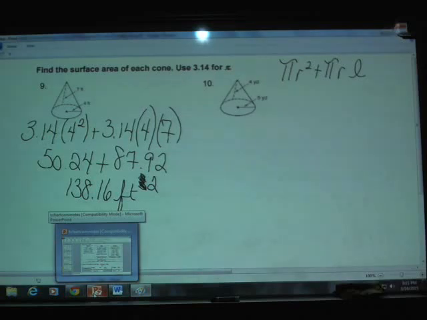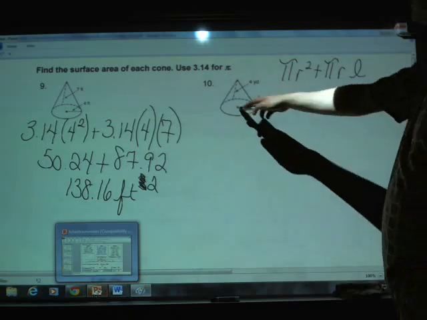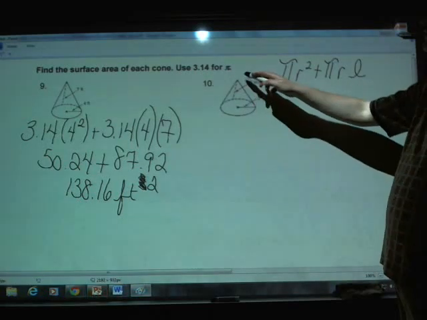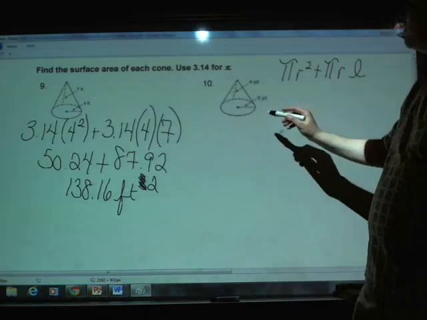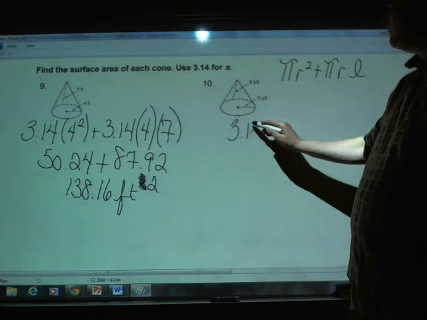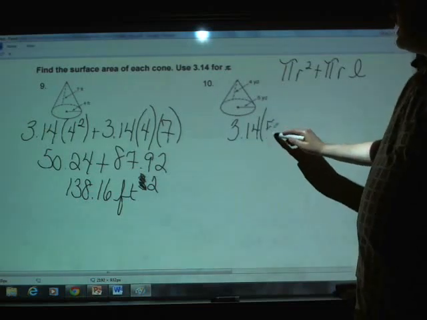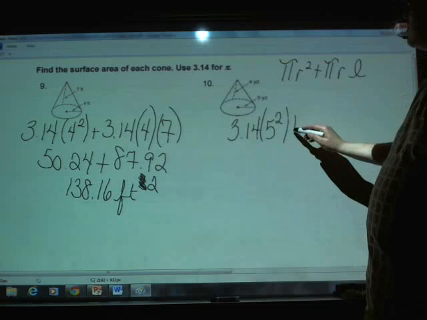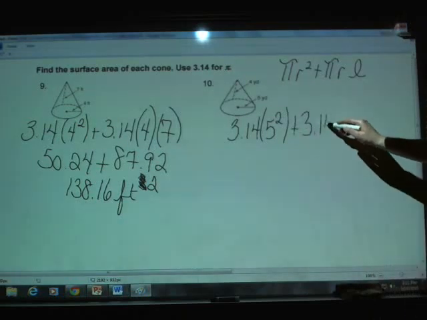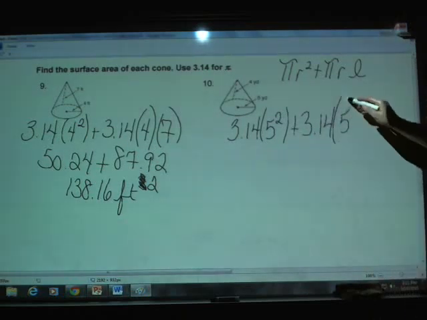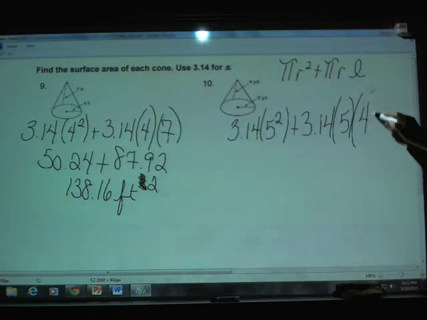All right, as we look at number 10 here, same thing. Radius is marked at 5. Slant height is marked at 4. So plug numbers into the formula. So we've got 3.14 times the r number squared, 5 squared, plus pi again, 3.14 times the r number, which is 5, times the slant height, which is 4. So I'm going to multiply that out.